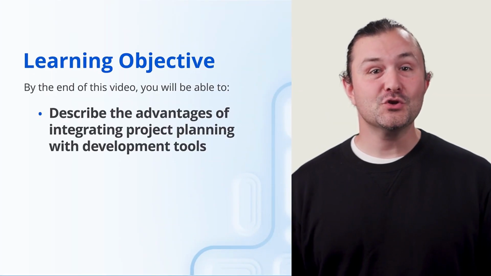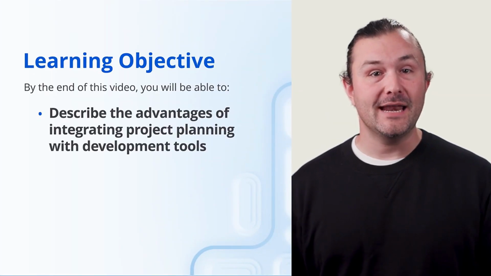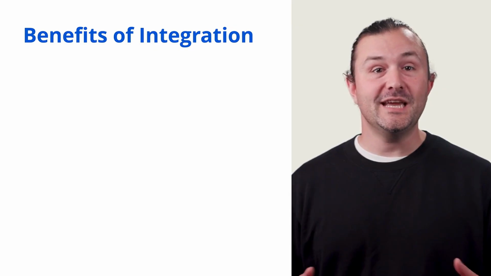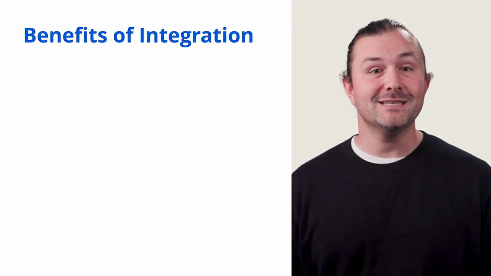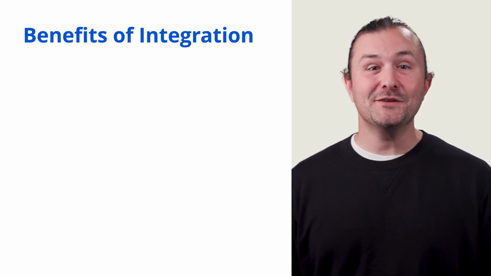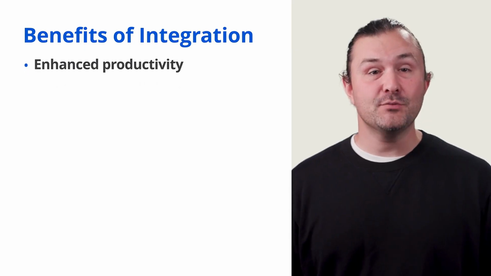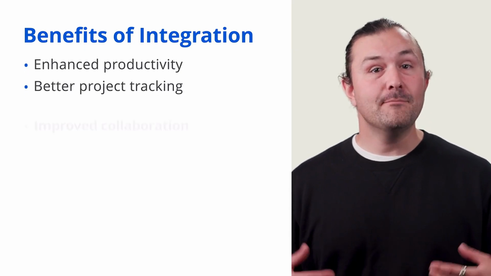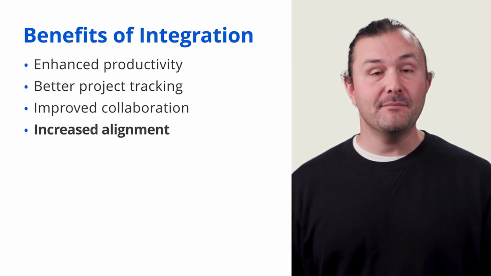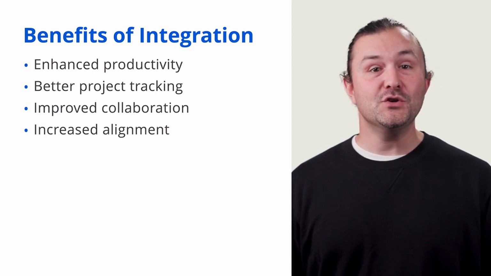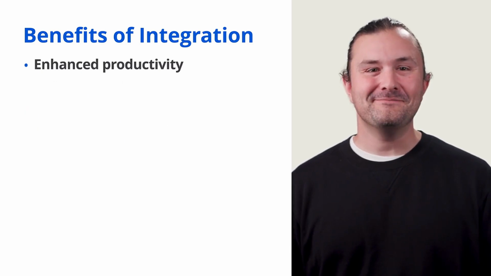In this video, we will describe the advantages of integrating project planning with development tools. Integrating project planning tools like Jira, Asana, and Trello with development tools such as integrated development environments, also known as IDEs, and version control systems provides multiple benefits for back-end development projects. Teams that use these integrations experience enhanced productivity and better project tracking, improved collaboration, and increased alignment between planning and execution. Let's begin by exploring how integration can enhance productivity.